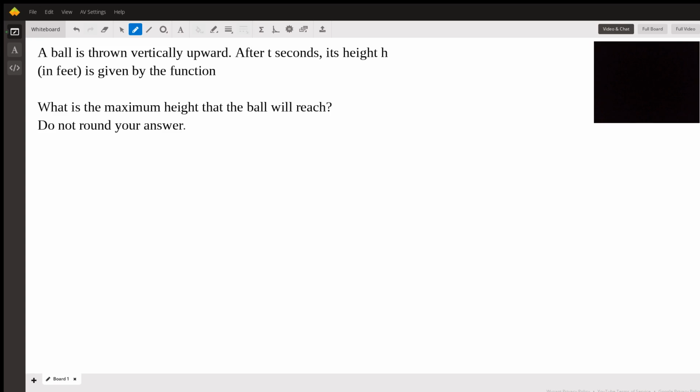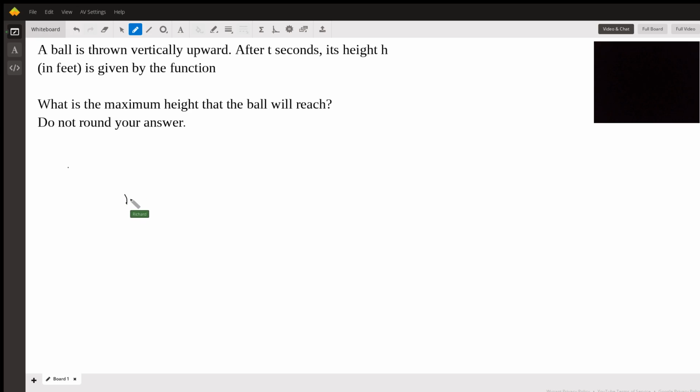This is a very classic question, a ball being thrown in the air and hitting the ground. Unfortunately, when I cut and pasted the question, the function didn't come across. So I'm going to start by writing in the function for the height of the ball at time t. We're given that h of t is equal to negative 16t squared plus 76t.